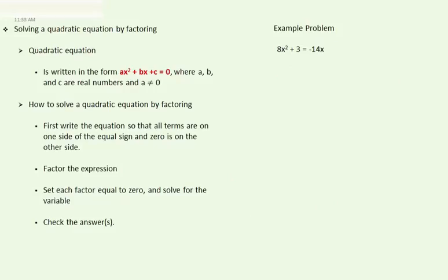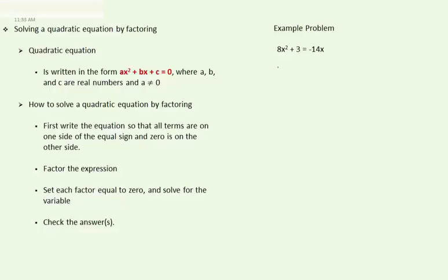Another trinomial that we may run into may be expressed as a quadratic equation. Quadratic equations are written as ax squared plus bx plus c equals 0, where a, b, and c are real numbers and a doesn't equal 0. Let's see how one might solve a quadratic equation by factoring. First, we get our equation so that all our terms are on one side and equal to 0. We then factor the expression, set each factor equal to 0, and solve for the variable. Then we can plug our solutions into the original equation to see if it makes the statement true.